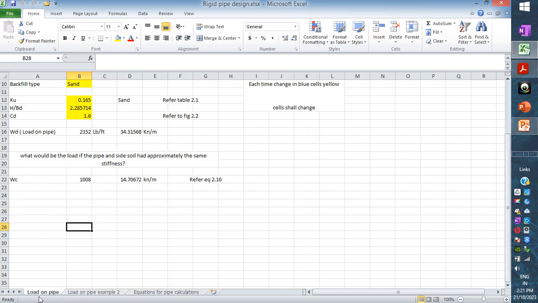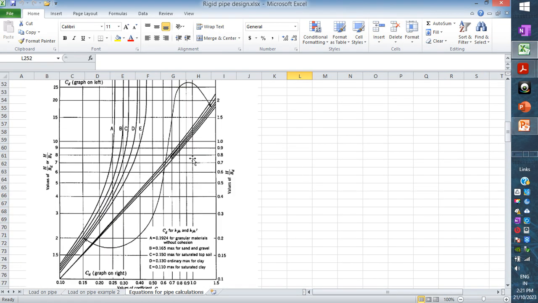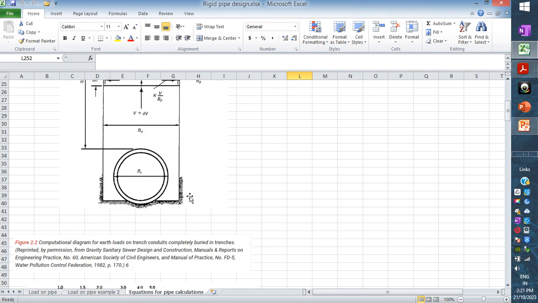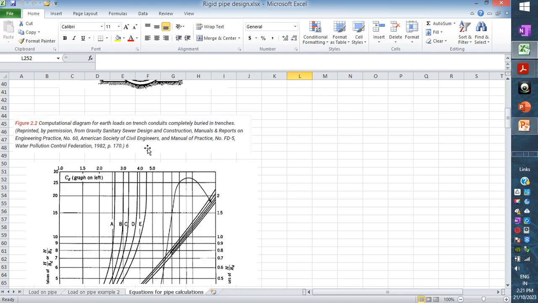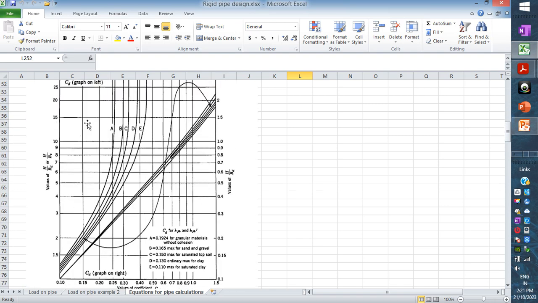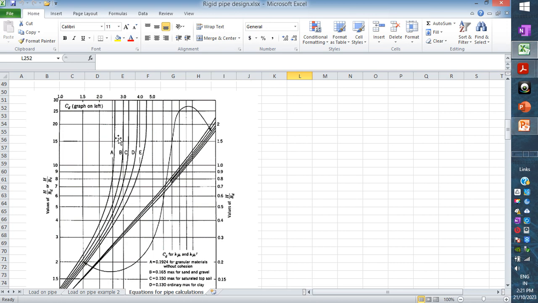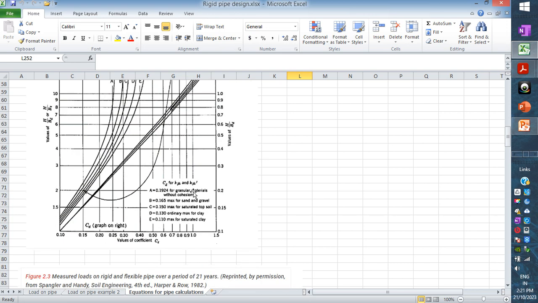So I have two examples, load on pipe 1 and 2, and equations. If I scroll up, that is just giving you a diagram of how that equation comes in. This graph is once you have created the Marston equation, H by BD, using A, B, C, D, E. The value of A is 0.19 for granular material bedding, sand and gravel. CD is based on your embankment condition.